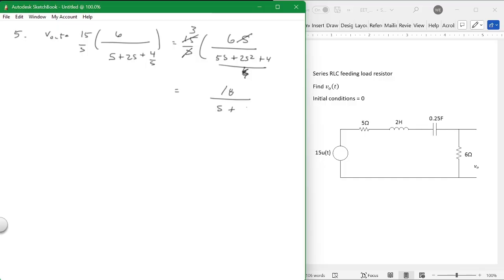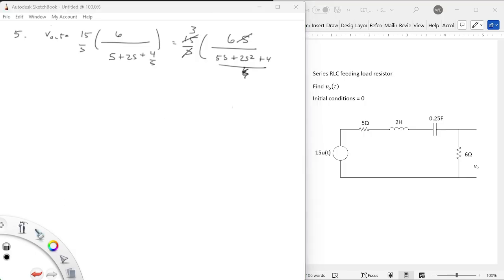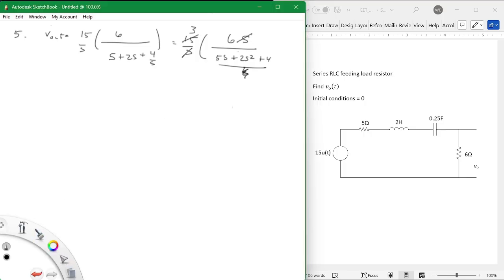No, I don't want to do that. I want to... okay. So it's equal to, I'm going to redo this, it's equal to 15 times 6 over 2s squared plus 5s plus 4.